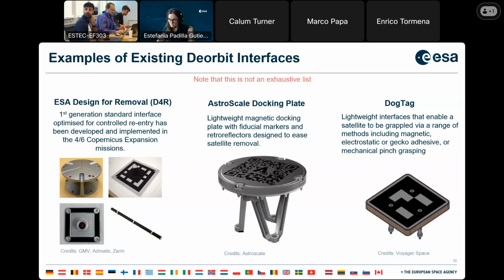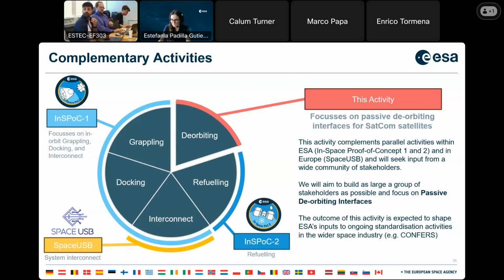So moving on from there, there are not only existing technologies, but existing activities on standardizing deorbiting interfaces, and indeed in-orbit servicing interfaces in general. The activity we're describing today complements parallel activities both within ESA and within the European space sector more broadly. In ESA, two activities to mention are In-Space Proof of Concept 1 and 2. As you can see from the diagram here, In-Space Proof of Concept 1 focuses on grappling, docking, and interconnections, whereas In-Space Proof of Concept 2 focuses more on refueling. There's also Space USB, which focuses on interconnect, so interconnecting systems in orbit.